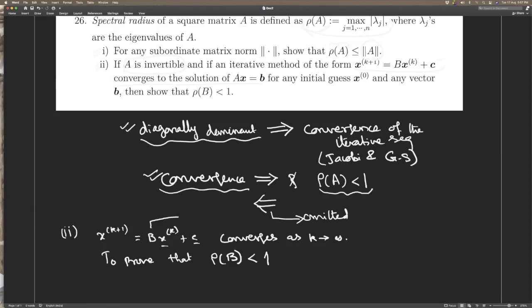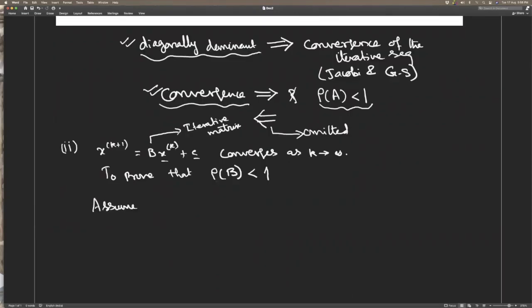This is called the iterative matrix, or in the case of the Jacobi method, the Jacobi matrix. In the case of the Gauss-Seidel method, it is called the Gauss-Seidel matrix. In general, if your iterative method is of this form, then B is called the iterative matrix. But assume the contrary, that the spectral radius of B is greater than or equal to 1.